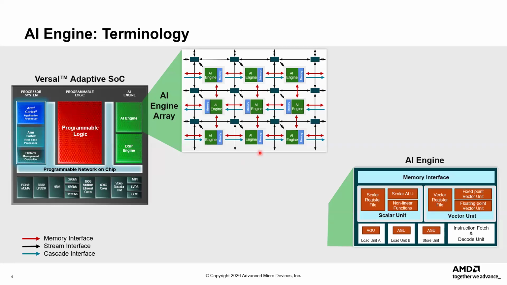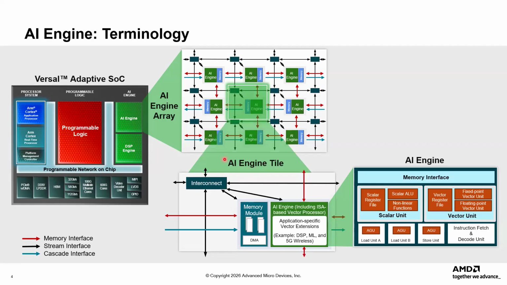Then the third connection, which is shown here in the little light blue teal, that's the cascade interface. And this is what I referred to earlier when I talked about being able to use two tiles to split the computational requirements of a high-speed filter. So this is a way of connecting. The cascade connects the accumulator in one tile to the accumulator in another tile. So that's what these various interfaces are doing here.